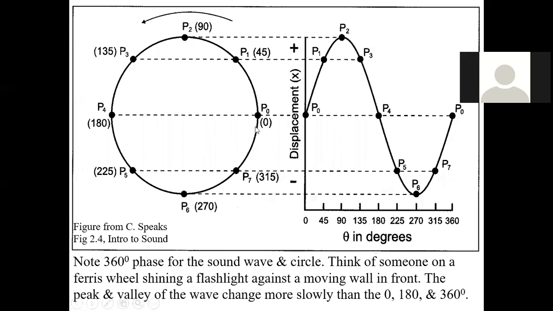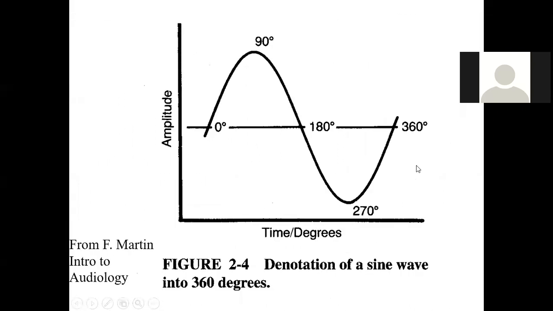We said a sound wave also has 360 degrees, just like a circle. 0 degrees, 90 degrees, 180, going all the way around, and now you're back to 360 again. Same with the sound wave: 0, 90, 180, 270, back to 360. Now you're back where you started. You have one condensation, one rarefaction in that particular picture. Same here. And you can also look at sound waves in terms of phase. 0 degrees phase, 90 degrees phase, 180, 270, 360, and you're back where you started.